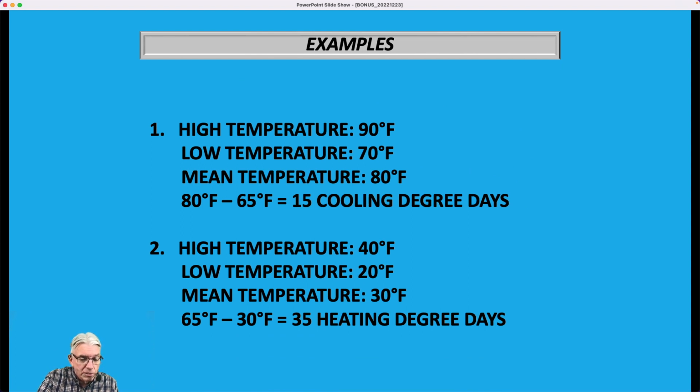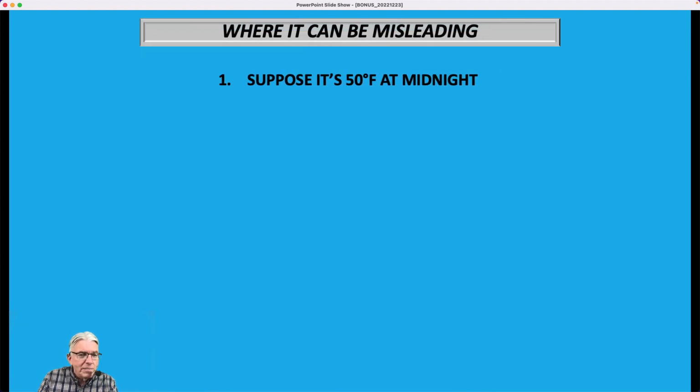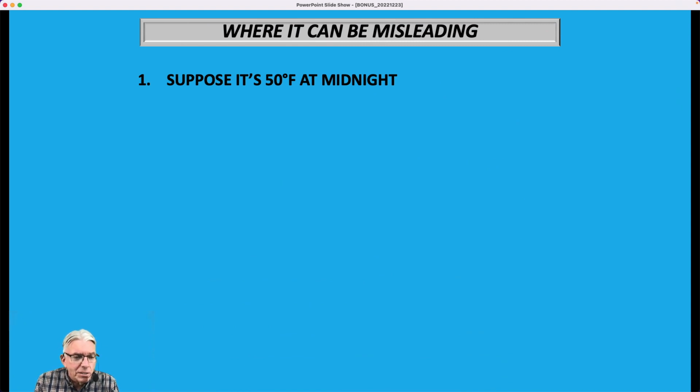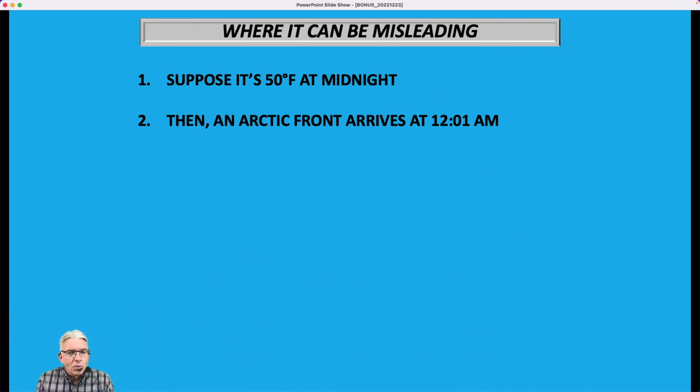Now, there are instances where, at least I feel, this can be very misleading, but luckily this doesn't happen often enough to really mess up the interpretation of these numbers. Let me give you an example. Let's say it's 50 degrees at midnight and we're in the wintertime, so it's very, very mild. Then an Arctic cold front arrives at 12:01 a.m. and the temperature begins to plummet.